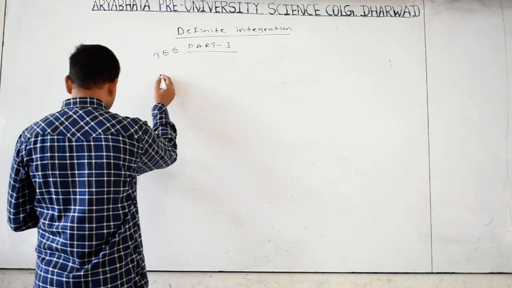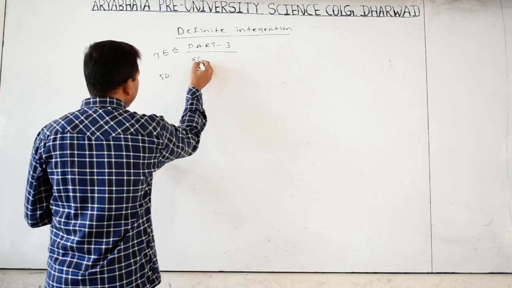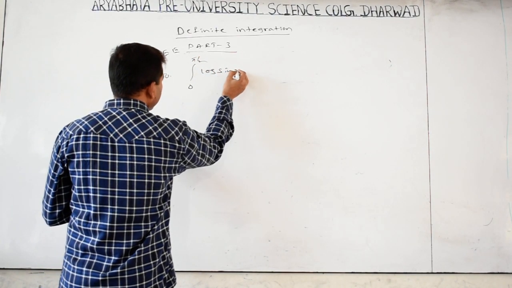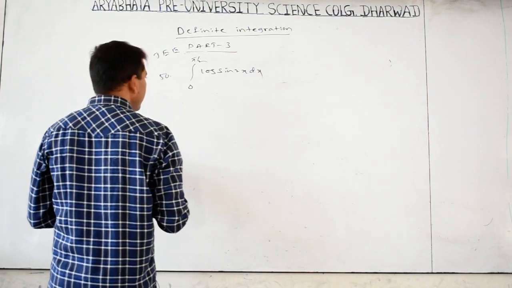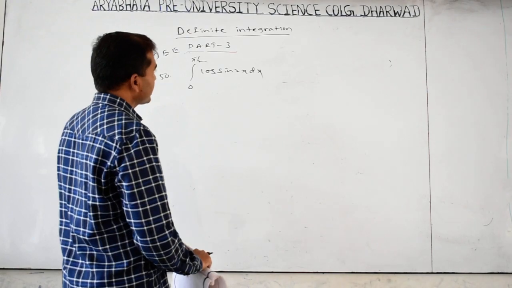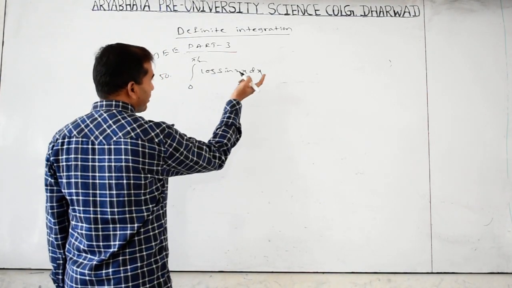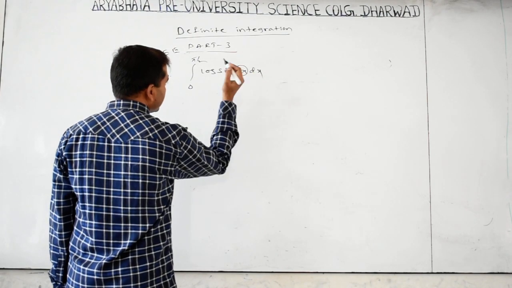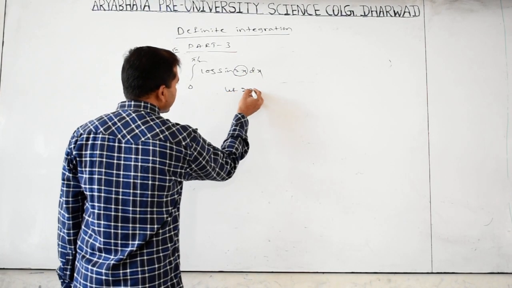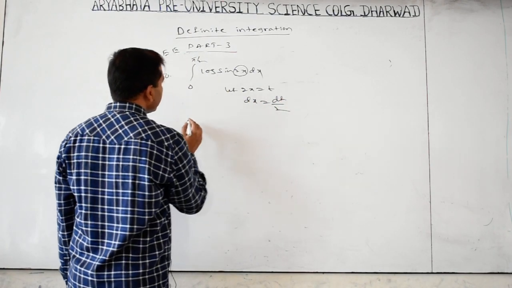Next, question number 50, integration of 0 to pi by 2 log of sin 2x dx. So we know the formula: 0 to pi by 2 log of sin x dx is minus pi by 2 log 2. But here 2x is there. So let 2x equal to t, then dx equals dt by 2.